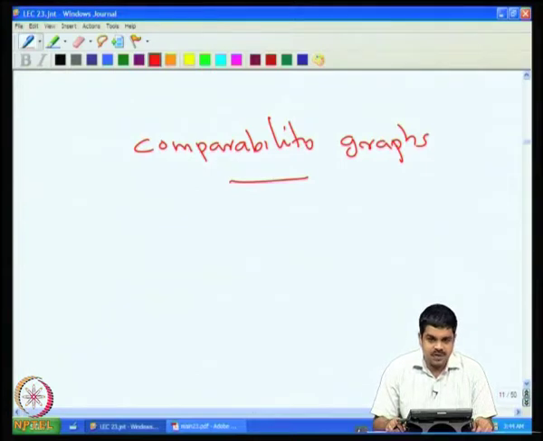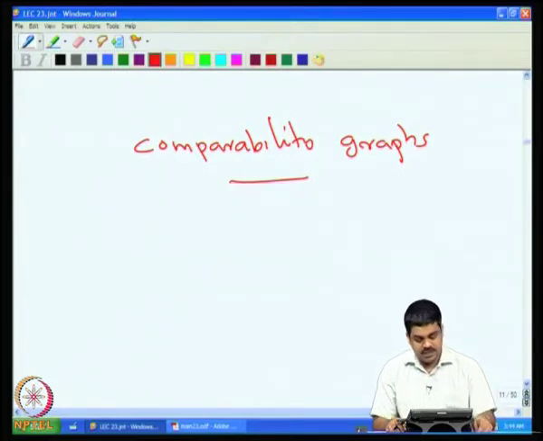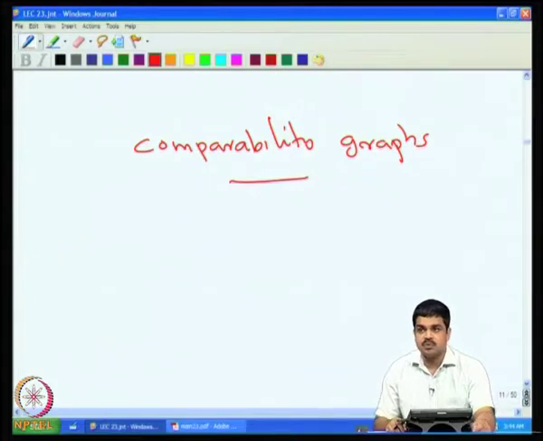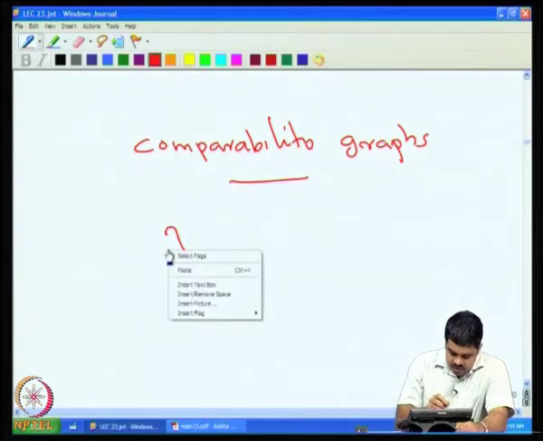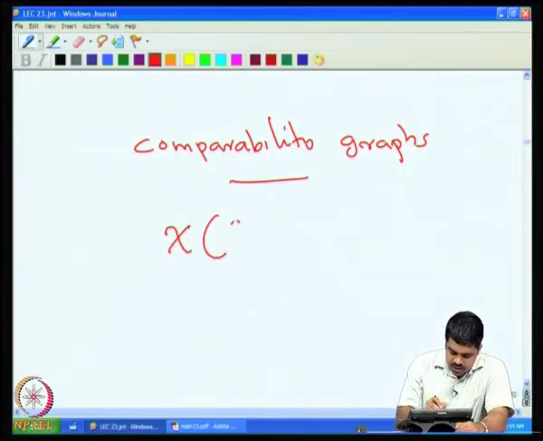We just have to show that any comparability graph has the property that chi is equal to omega, that means the chromatic number is equal to the clique number. That is all we have to verify to prove that comparability graphs are perfect. Now, let us see what it means, what is chi of G here, and what is omega of G here.